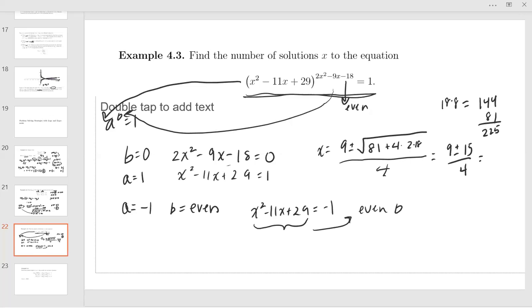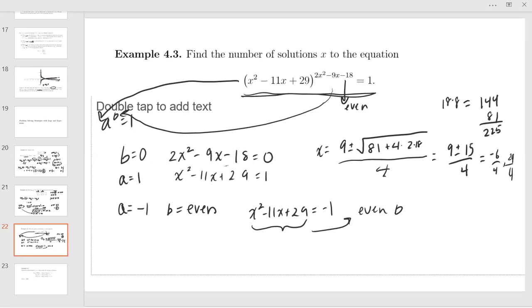So we have 9 minus 15 would be negative 6 over 4. And then 9 plus 15 would be 24 over 4. So the two solutions from this case would be x is equal to negative 3 halves, and then 24 over 4 is 6.